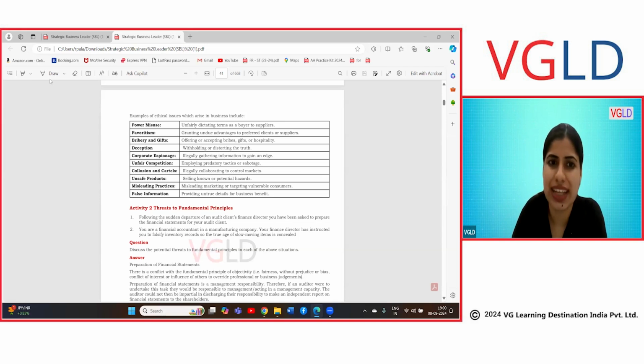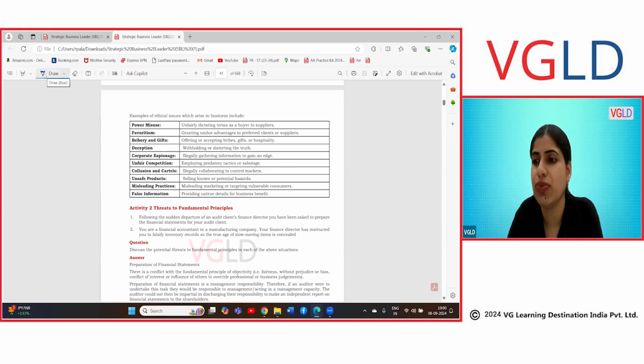Again, unsafe products. For example, you are selling certain products which you know are damaging to society, but you still do it because you feel they are more profitable, since the cheap product is going to be damaging to society. Again, you are providing false information for your own personal benefit. You are engaging in unfair competition just to take advantage of a specific client. So these are examples of ethical issues which are not allowed, and we should not be involved in those activities.